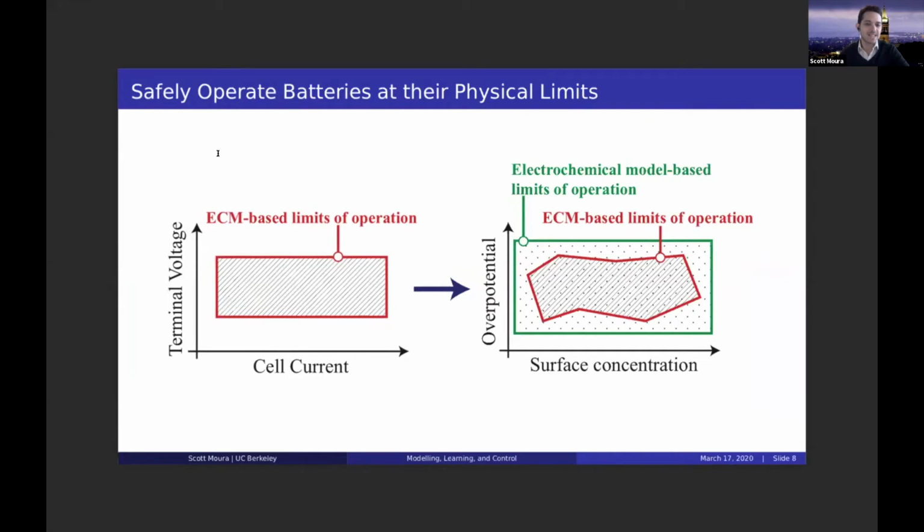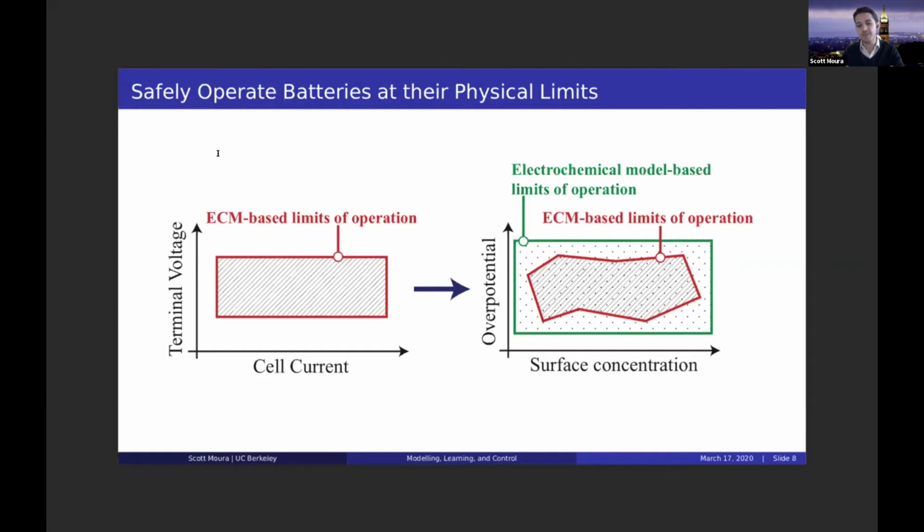So classically, the way that we control batteries is we put upper and lower limits on things we can measure. These are things like terminal voltage, cell current, even temperature, and this defines the operational envelope. Now, what's interesting is that if we could monitor well the internal electrochemical states that are more directly related to these degradation mechanisms, we can define upper and lower limits on those variables and potentially expand the performance envelope.